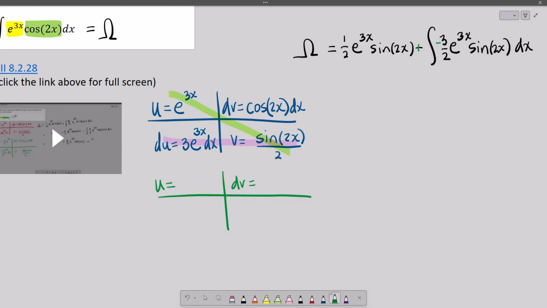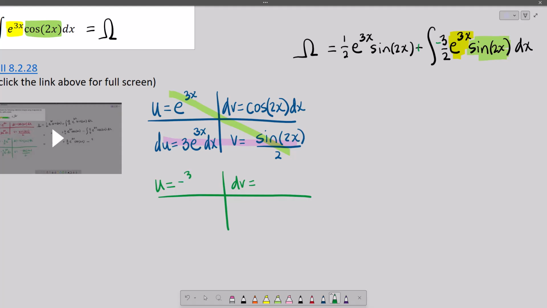And somebody asked this earlier when we were doing this: this minus 3/2, when we look at our original, we're thinking of the exponential function as one function and the trig function as the other function. You could put the minus 3/2 with either one. It doesn't matter. You could let u be e to the 3x and dv be negative 3/2 sine 2x. It doesn't matter where you put the constant. I'll just leave it in the order it's there for simplicity.